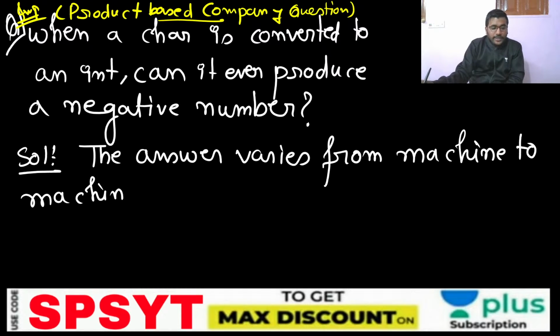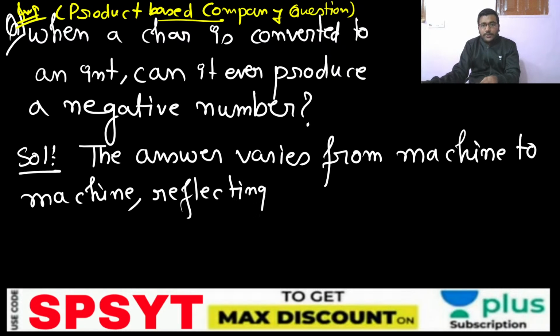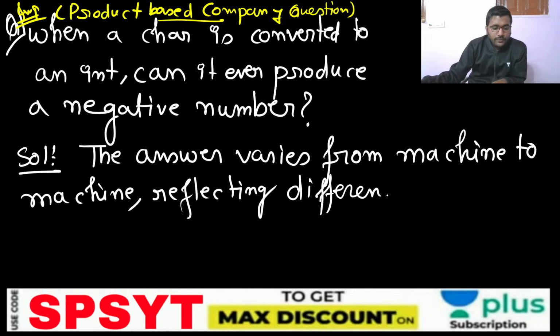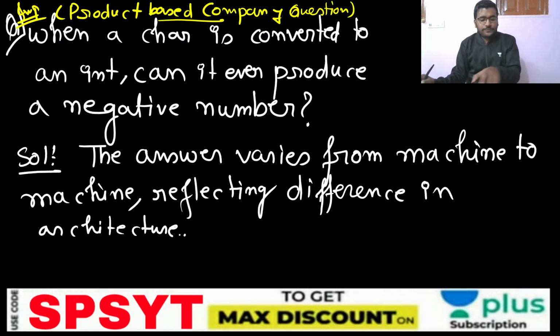So this reflects the difference in architecture. On some machines, when you convert a char to an int, it will be positive. On some machines, it will be negative.